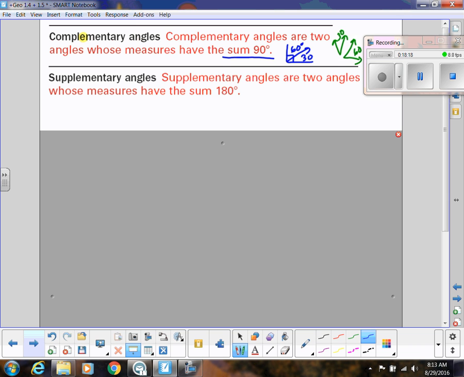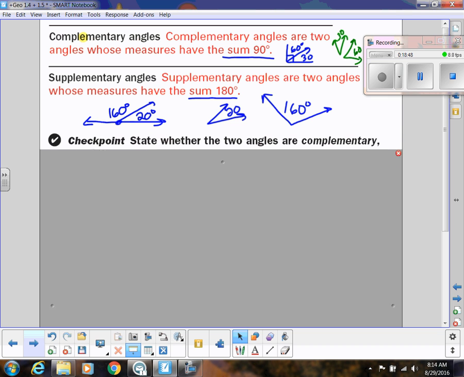Supplementary means that 2 angles add up to be 180. So again, they could be like a linear pair, where they're adjacent, so this one might be, let's say, 20 degrees and that would be 160. Or again, they could be separate. So I could have a 20-degree angle floating here and then a 160 degree angle over here.